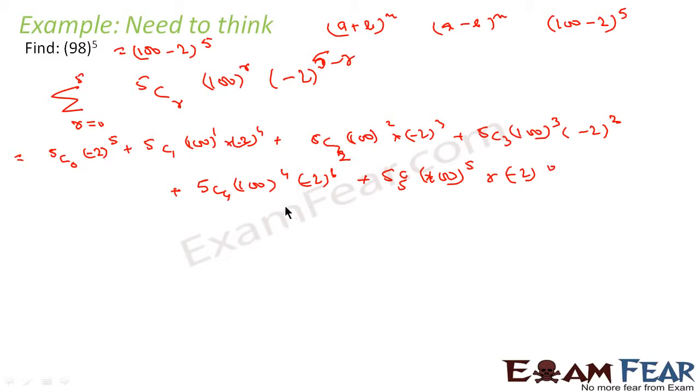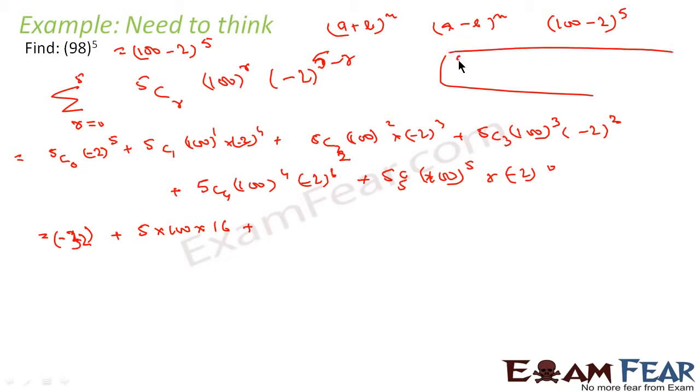This is the expansion. So expand this. 5C0 is equal to 1, into minus 2 to the power 5, which is minus 32. Then 5C1 is equal to 5, into 100 into minus 2 to the power 4, which is 16. Plus 5C2, as we have done in combination, is equal to 5 permutation 2 by 2 permutation 2, which is 5 into 4 by 2, equal to 10. So 5C2 is equal to 10.